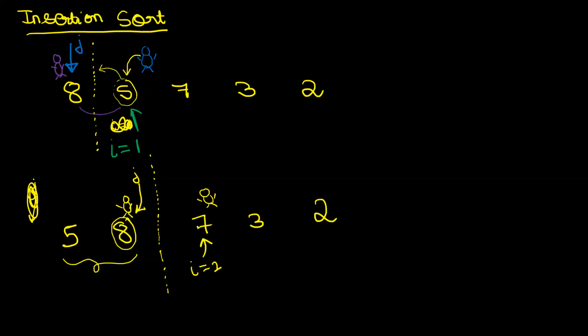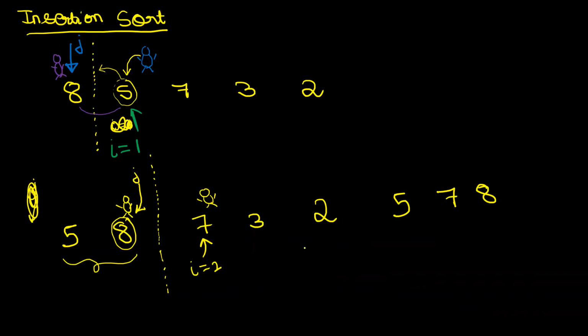And what does 7 say? 7 says, hey 8, I am smaller than you. I am a kid, so can you let me come in front? So you will swap 8 with 7. After swapping, what happens, guys? Let us try to understand. 5 is here, 7 comes here, 8 goes here. And now what will I do?